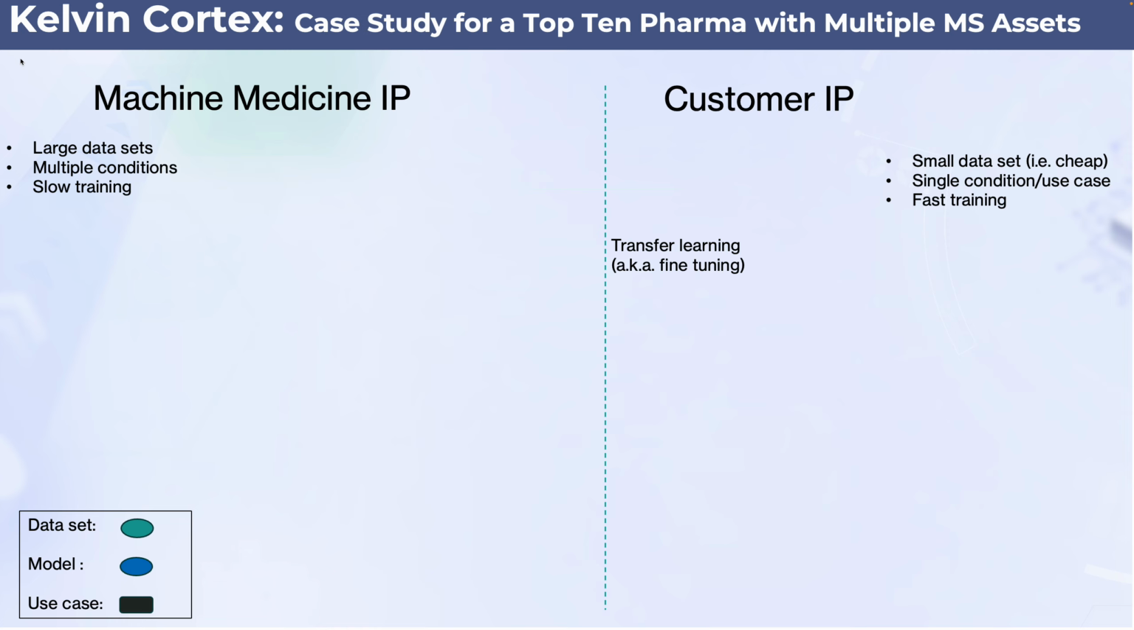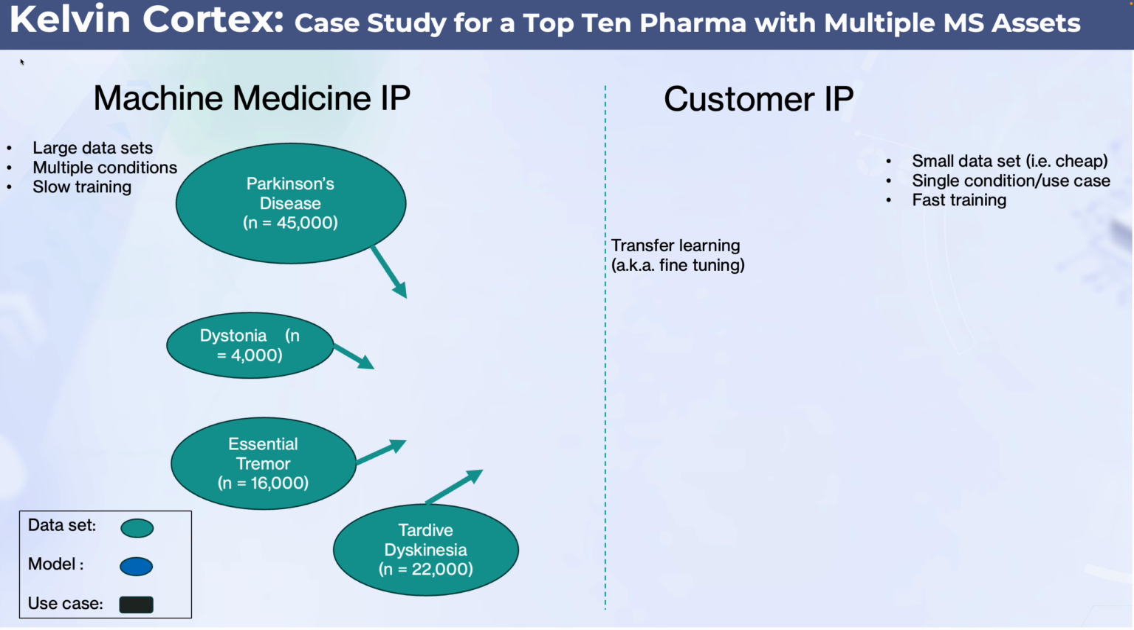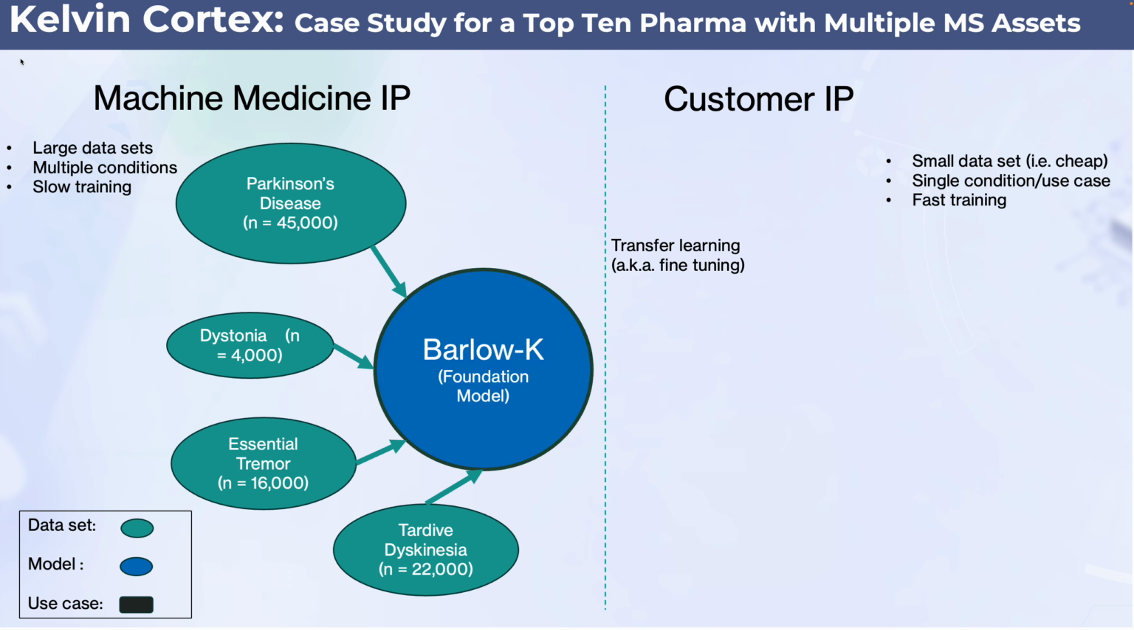So this is a nuts and bolts example of a piece of work that we're doing with a big customer, a top 10 pharma, that has several assets in MS. We have large data sets in movement disorders, almost all video with high quality clinician ratings. We're able to take those data sets from different conditions and train a version of Barlow called Barlow K, where the K is for kinematic. So this is a specific instance of Barlow that has been pre-trained on very, very large data sets of kinematic data. So it's essentially learned the dynamics of human movement in both health and disease.